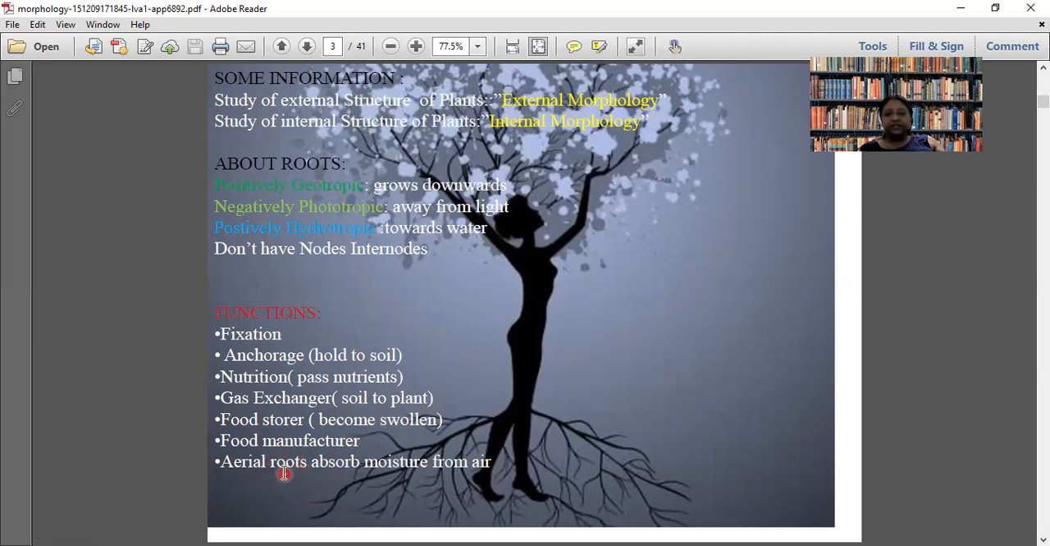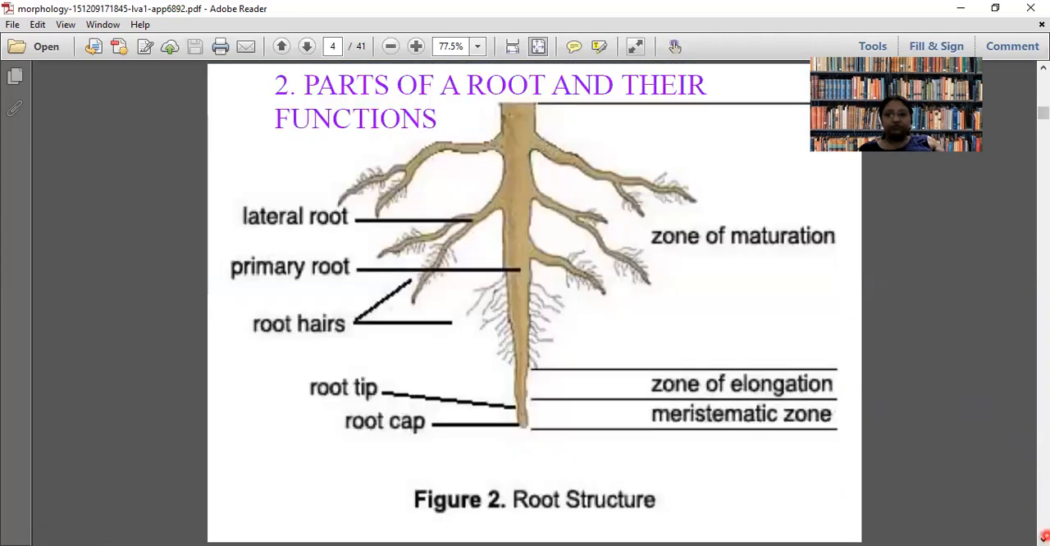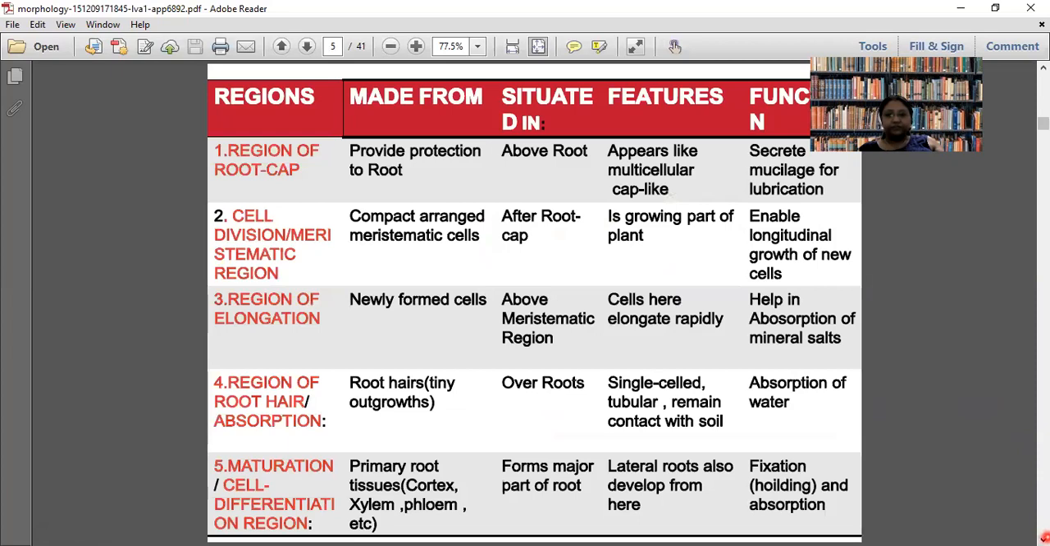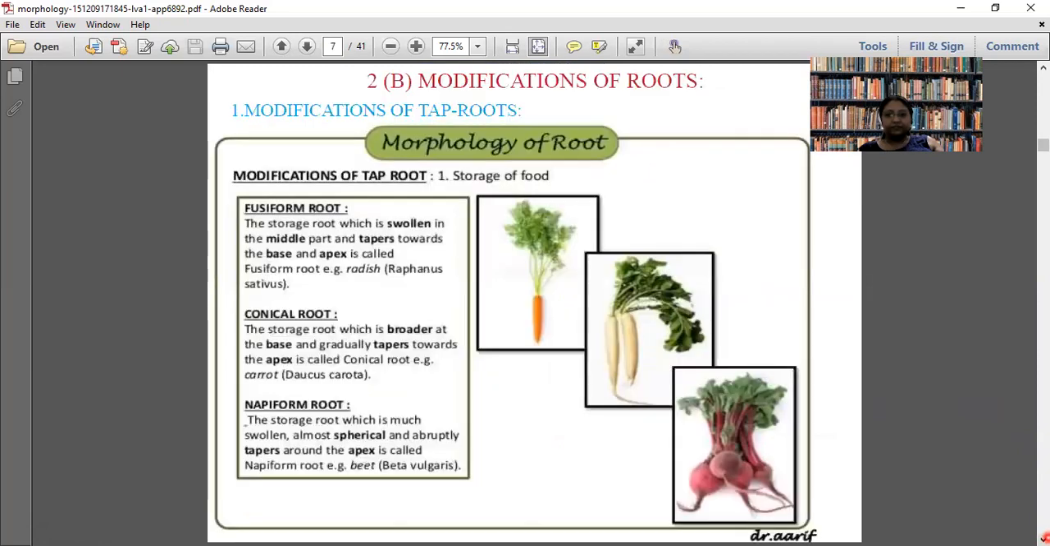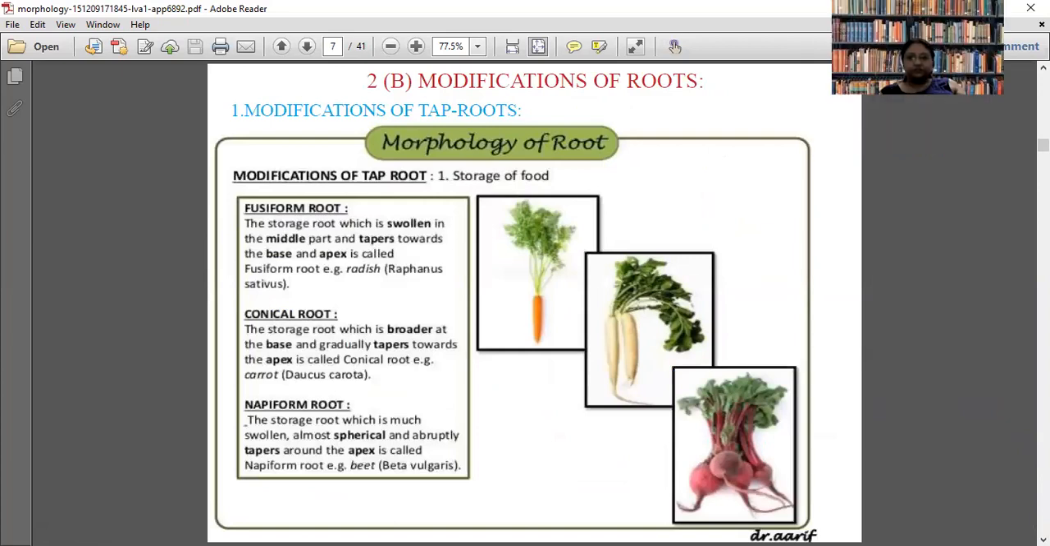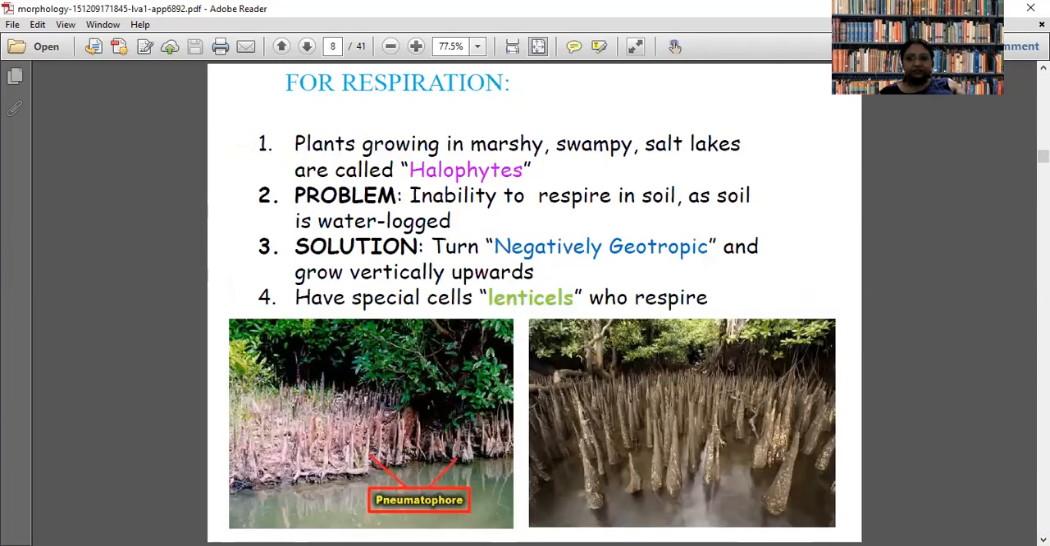And if it is an aerial root, it can absorb moisture from the air. So I wish to highlight with you different forms of root. These are different forms.